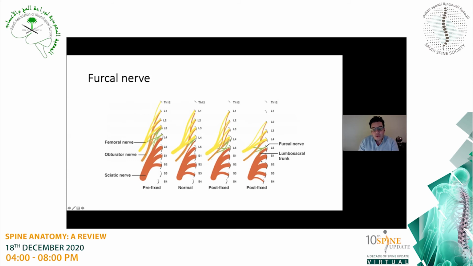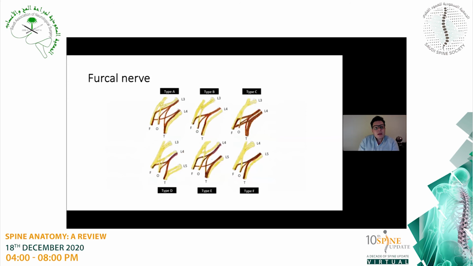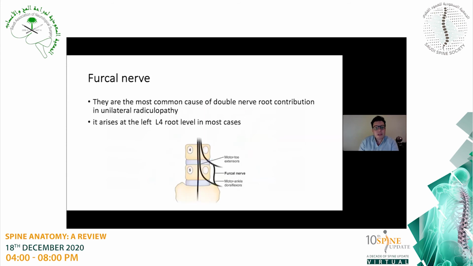And this is maybe of clinical importance also, because sometimes a single lesion can cause multiple dermatome and myotome involvement, sometimes creating a surgical dilemma, and maybe some surgeons will not operate on the patient because he doesn't match exactly the radiological findings. The furcal nerve was also divided into 6 types, and the furcal nerve study was published also in the 80s after the Neidre and McNab classification.